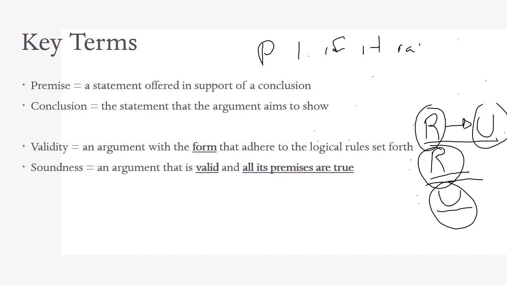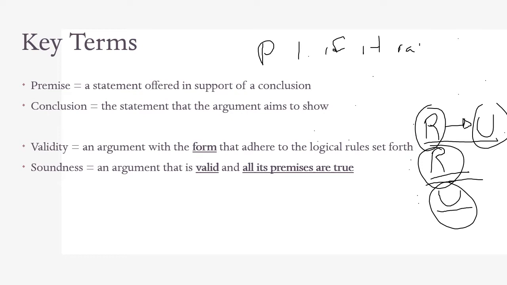So the next term is soundness, and this builds on top of this notion of validity. An argument is sound if it's both valid and all of its premises are true. So thinking back to the first example I gave you, if it's raining, I'll take my umbrella. It's raining, I'll take my umbrella. Well, not only does it have a valid structure, but it also has true premises, and also a true conclusion that follows from it.